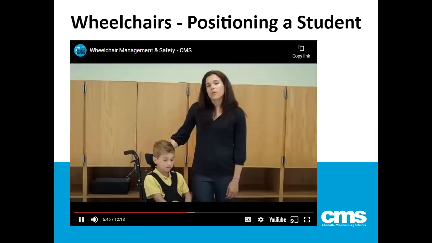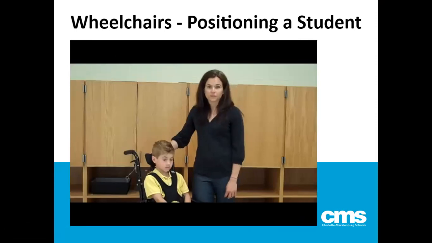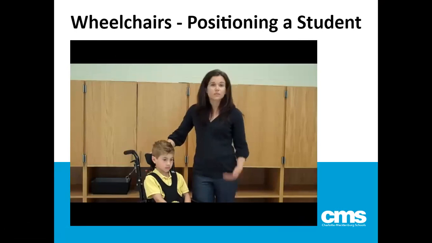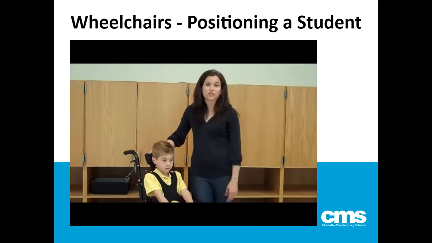Now that we've gone over wheelchair parts and components, let's take a look at how to position a child correctly in a wheelchair. Positioning is very important. Each child has their unique positioning needs. It's very important to ensure that the child is properly positioned because it helps prevent pressure areas, pressure sores, the development of deformities, and it helps the child to be able to manipulate objects and view their educational environment.